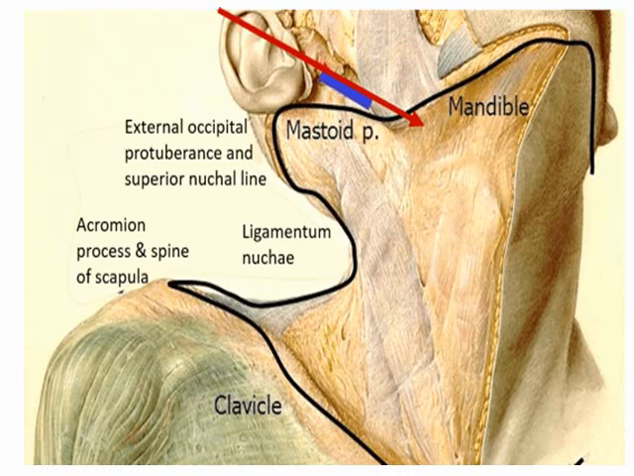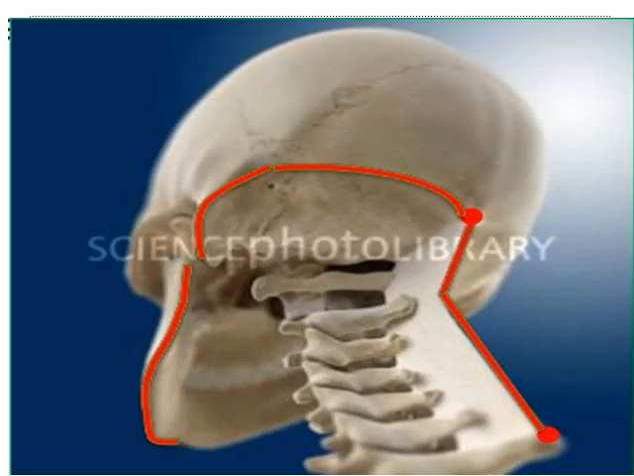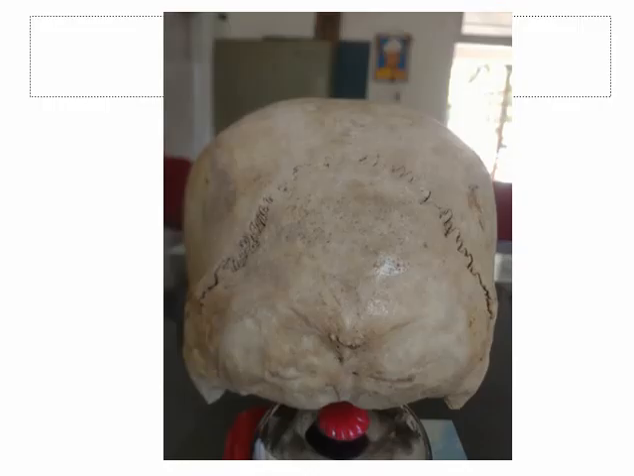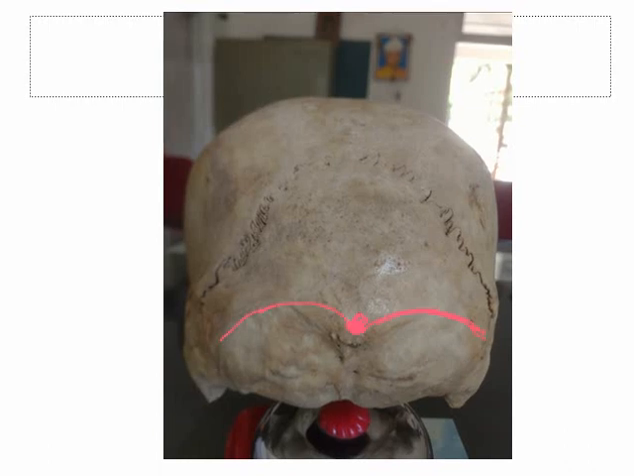Got it? Same thing we can see on the bone like this. Same thing we can see on the skull. So this is the skull showing the norma occipitalis. Here we can see the external occipital protuberance and the superior nuchal lines.